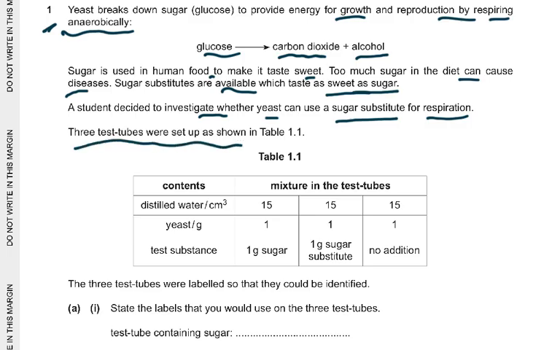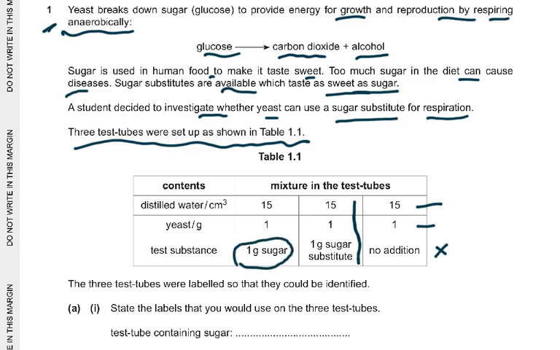3 test tubes were set up as shown in table 1.1. There was one with distilled water and yeast and test substance 1 gram sugar. And the other one, 15 cm cube of distilled water and 1 gram of yeast and 1 gram of the sugar substitute. And then there was 15 cm cube of the distilled water and 1 gram of the yeast, and nothing was added to it.